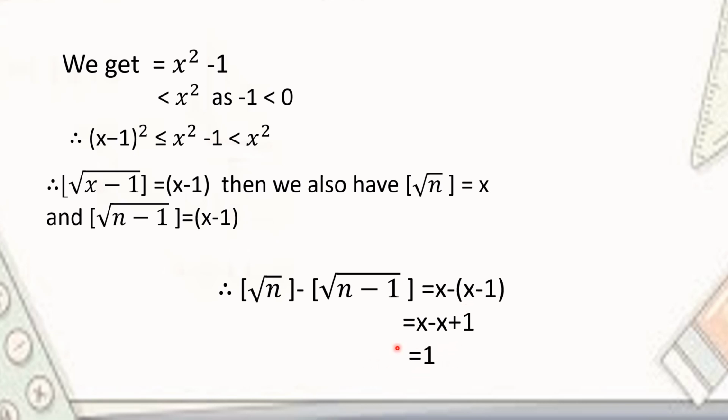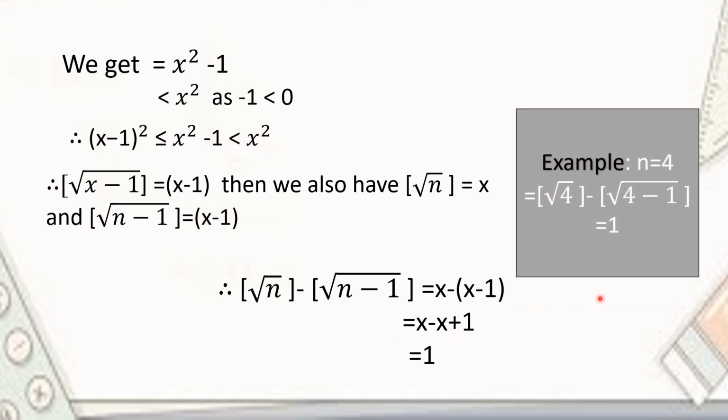Let us see one example. If n is equal to 4, the integer part of root 4 minus the integer part of root of 4 minus 1 is nothing but 1.